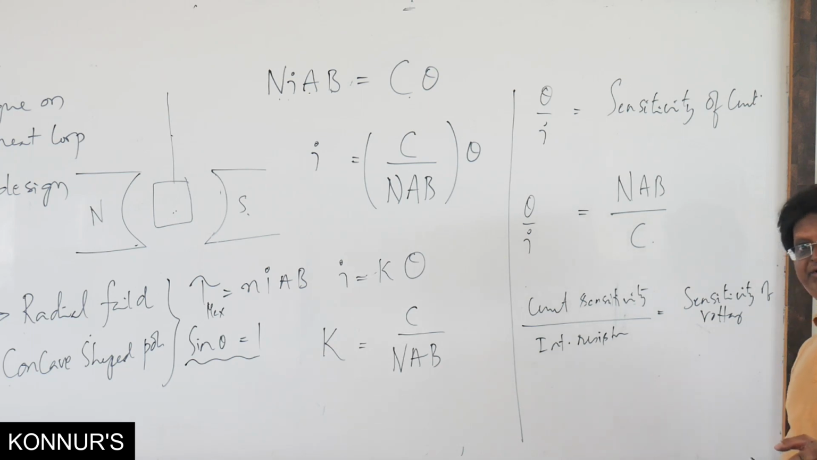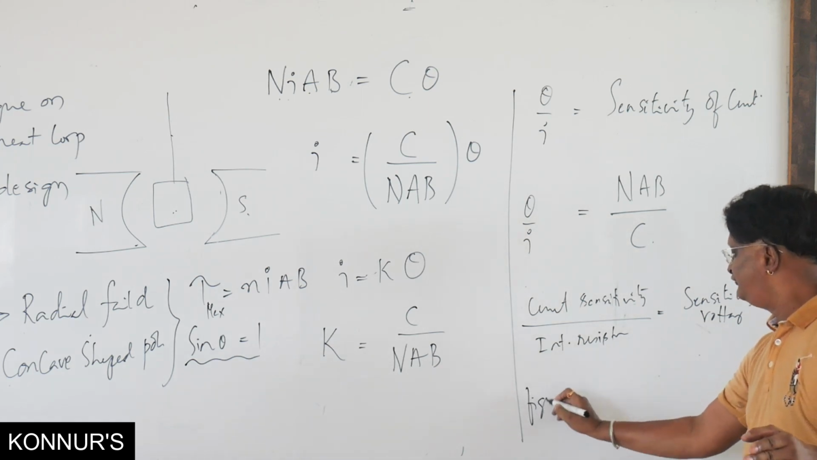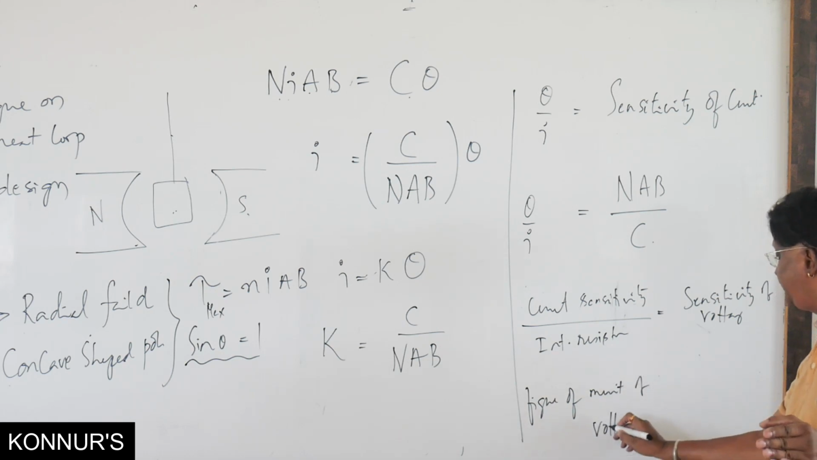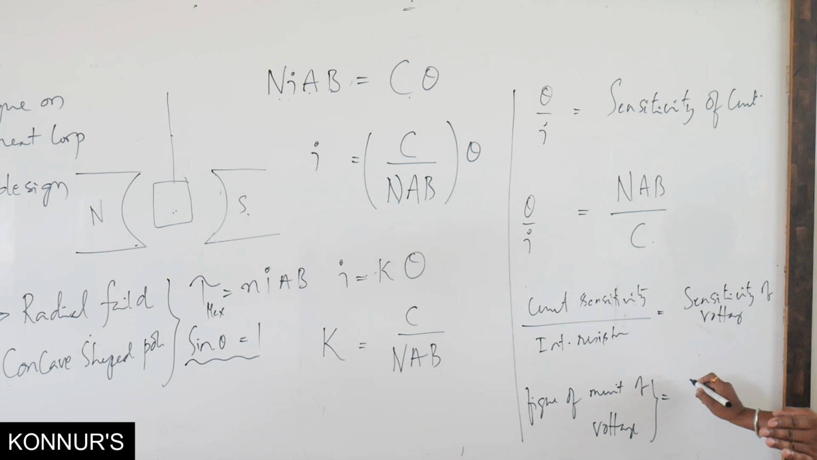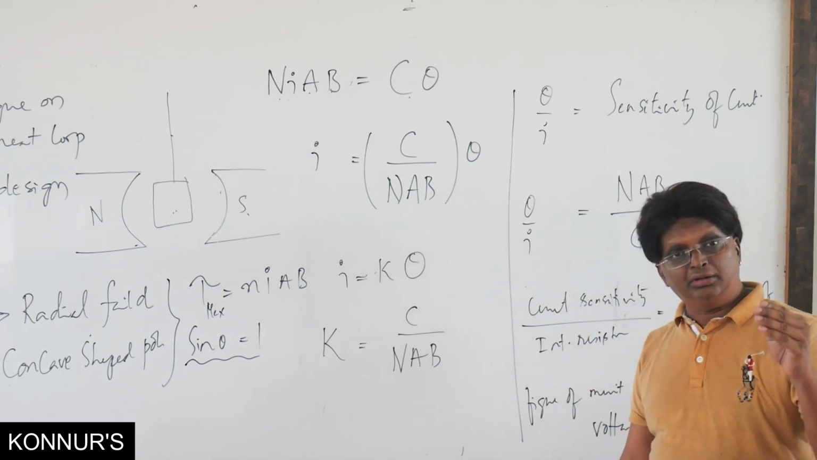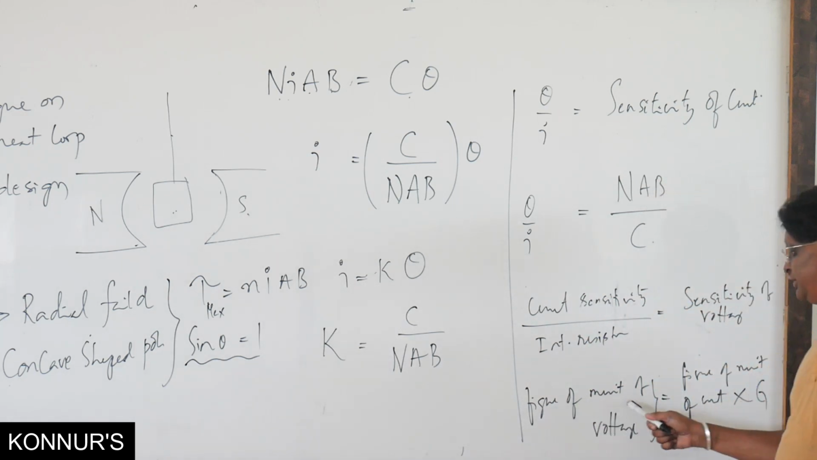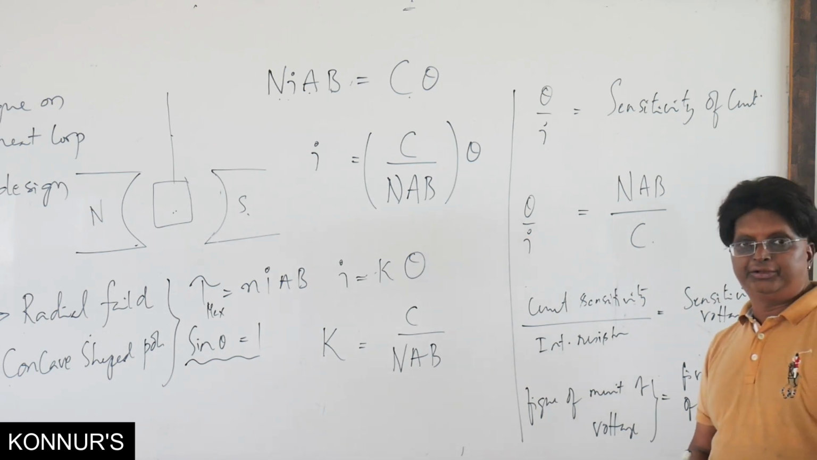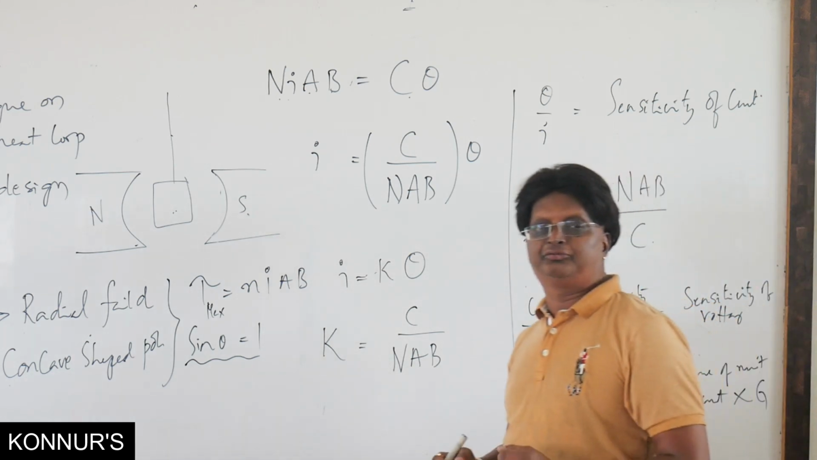Whereas in the case of figure of merit, if I am writing it as figure of merit of voltage, it will be figure of merit of current into capital G. Here you get current sensitivity upon the internal resistance of the device. Whereas when it comes to the figure of merit of voltage, it is internal resistance multiplied with the figure of merit of current. All these are very popular topics for your NEET and CET.